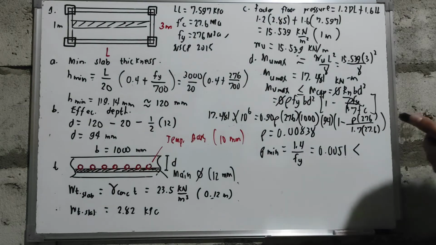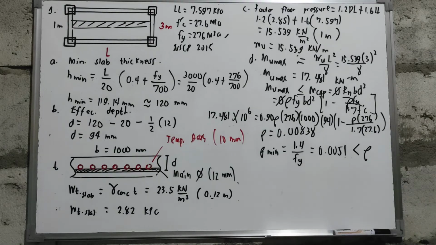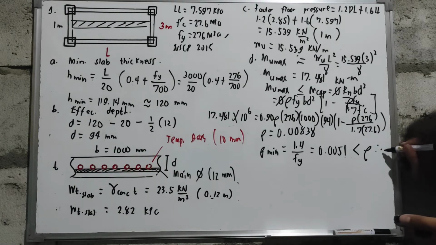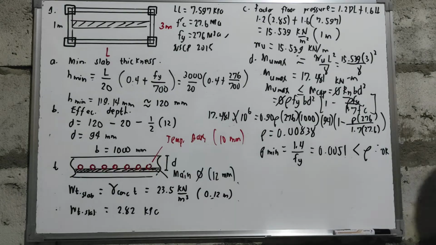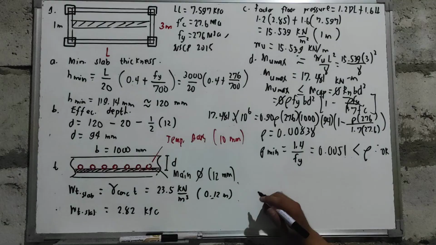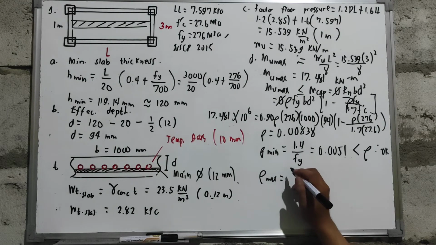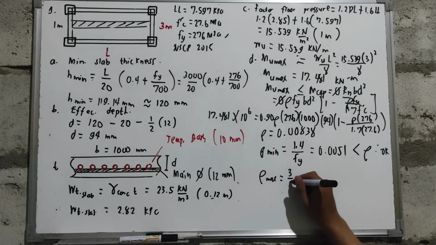So this minimum rho of ours is less than the value of our actual rho. So meaning to say, okay siya. After we compute that, let us now solve for the value of your rho max. So we are going to assume na tension control tayo dito.